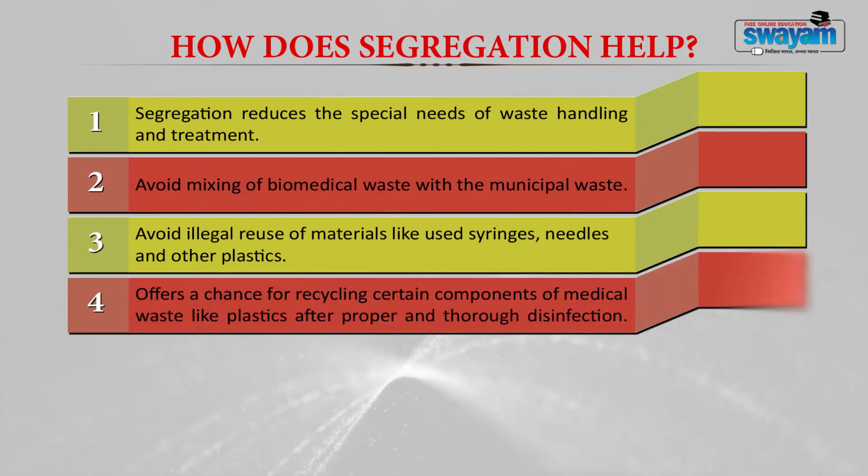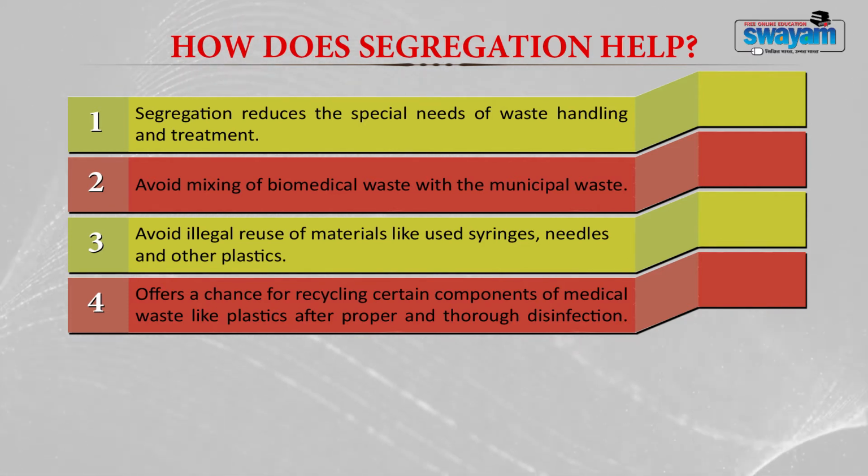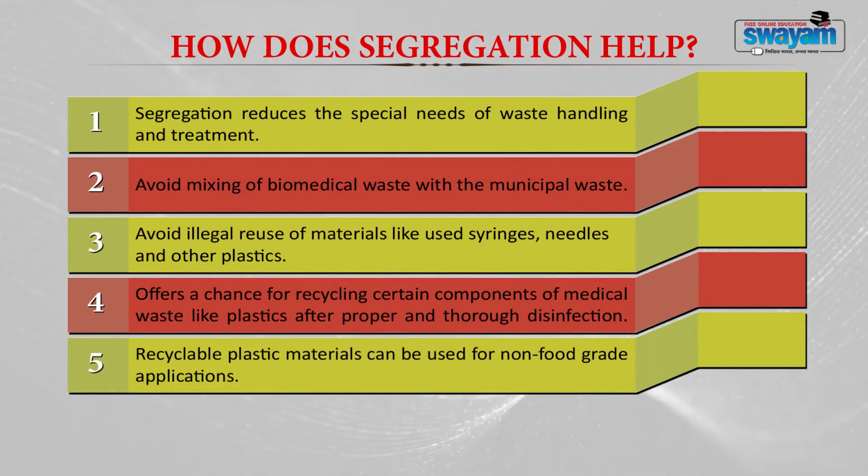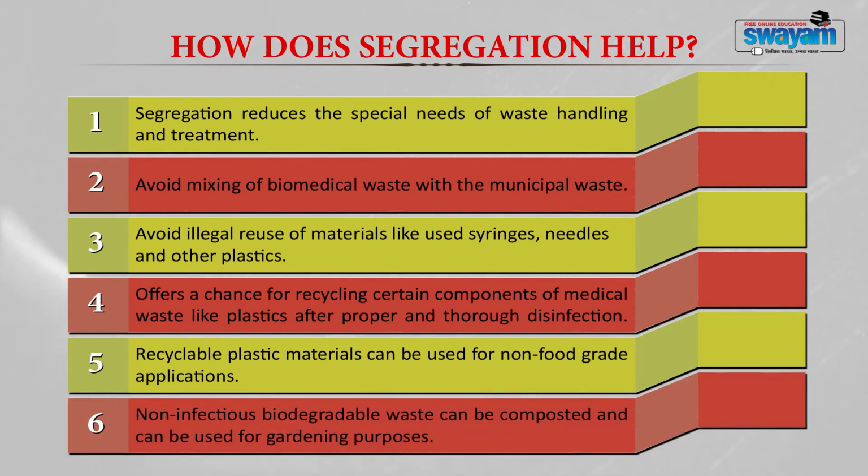Segregation also offers a chance for recycling certain components of medical waste, like your plastics, after proper use through disinfection. Recyclable plastic materials can also be used for non-food grade applications. The non-infectious biodegradable waste can generally be composted and used for gardening purposes. So, all these things can be done only when you follow the segregation properly.